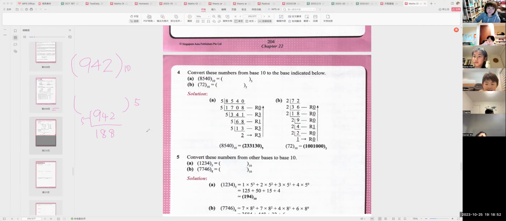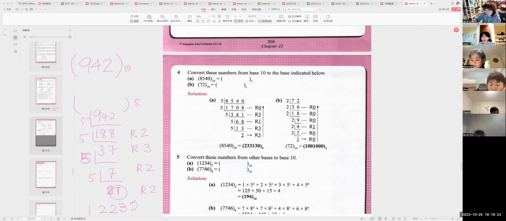188. Right? And the remainder is what? Is 2. And divided by 5, 3 and 7, the remainder is 3. Okay, so 5 and 7, 1 and the remainder is 2, correct? So you start with the last one, so it's 1, 2, 2, 3, 2.